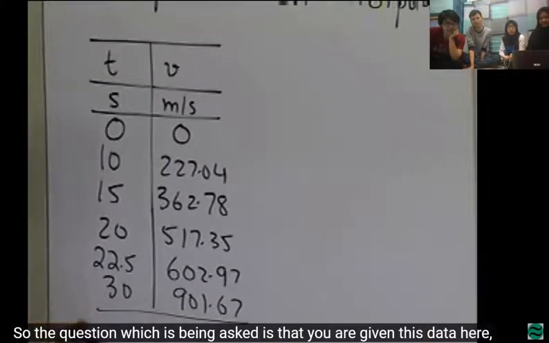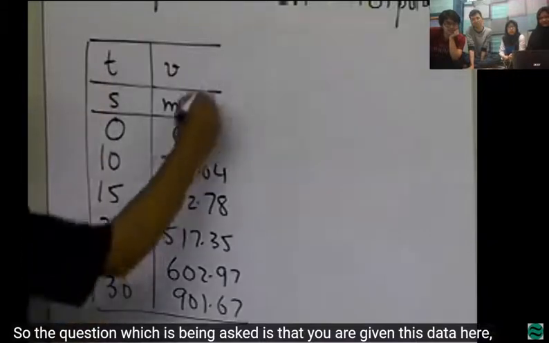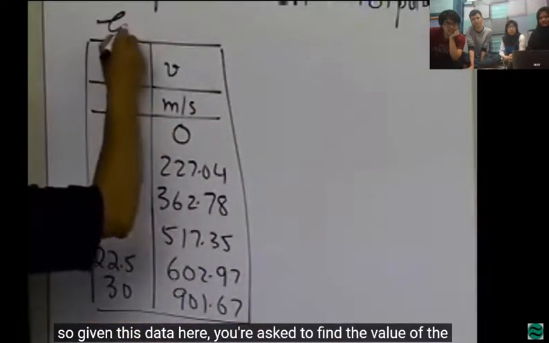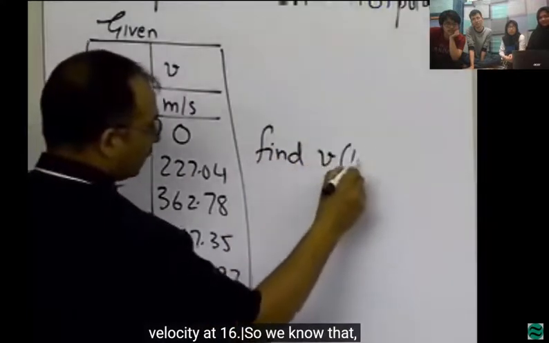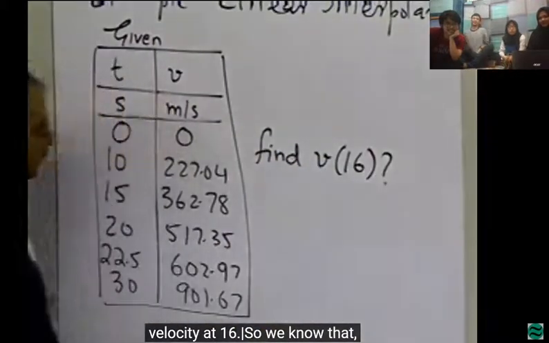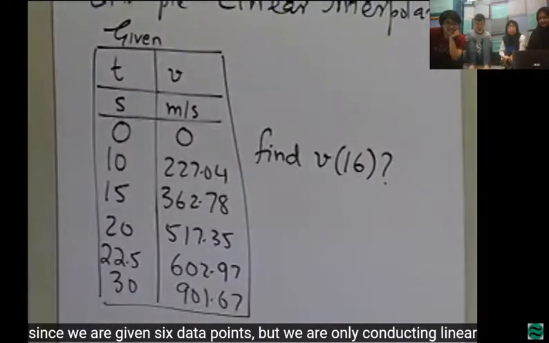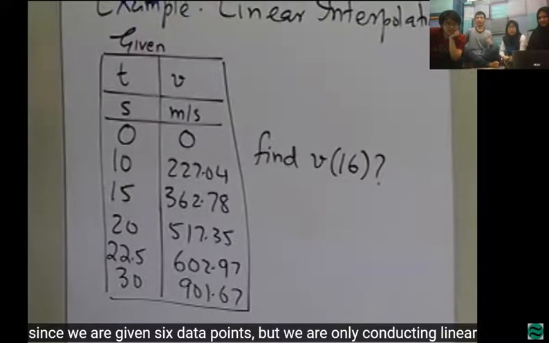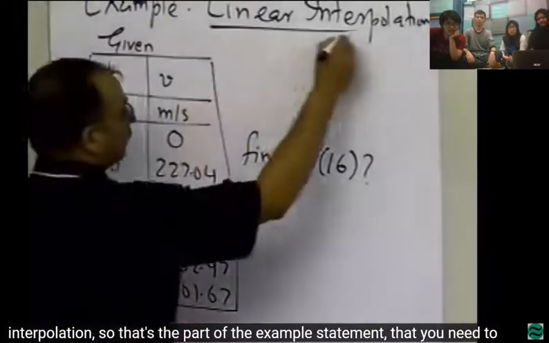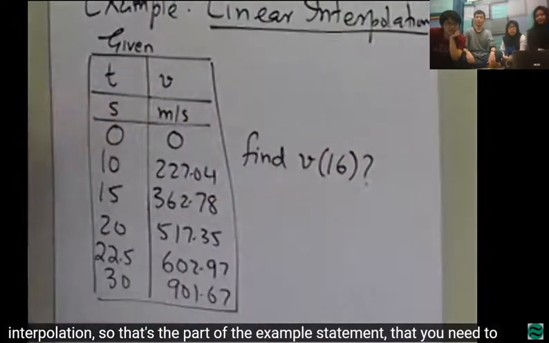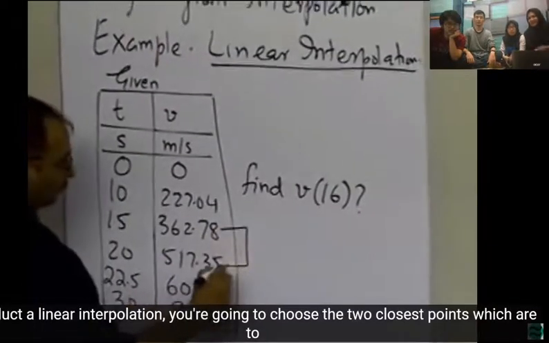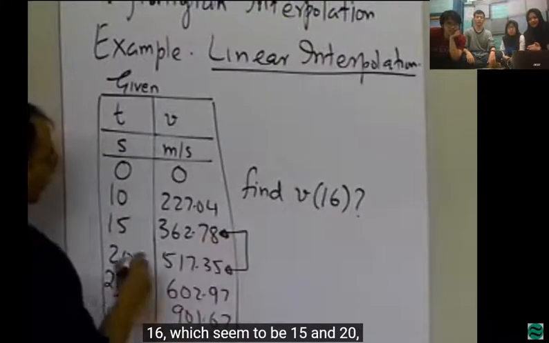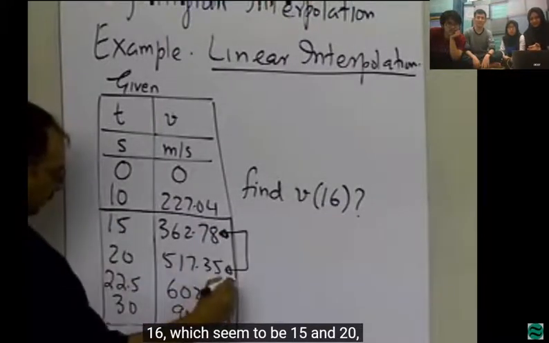So the question being asked is that, given this data, you are asked to find the value of the velocity at 16. We know that we are given 6 data points, but we are only conducting linear interpolation, so that's part of the example statement. We're going to choose the two closest points to 16, which seem to be 15 and 20.